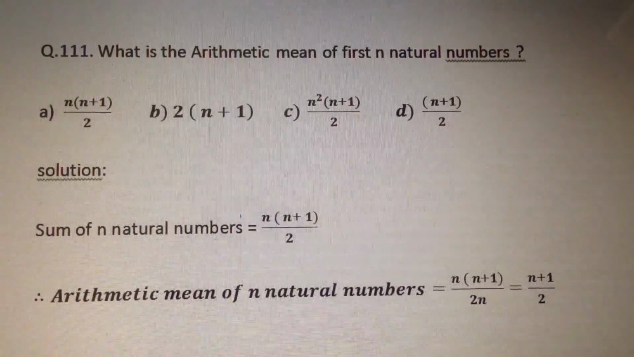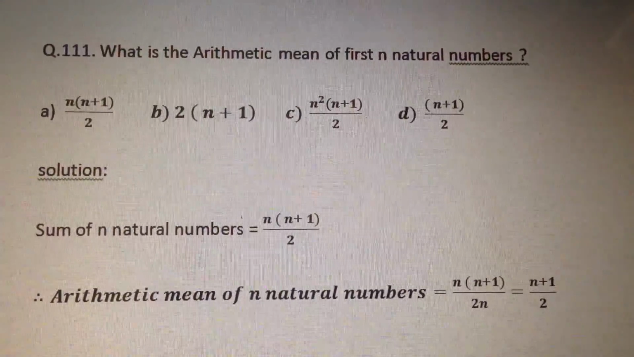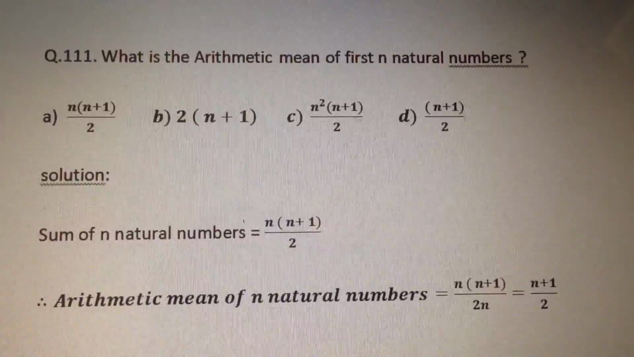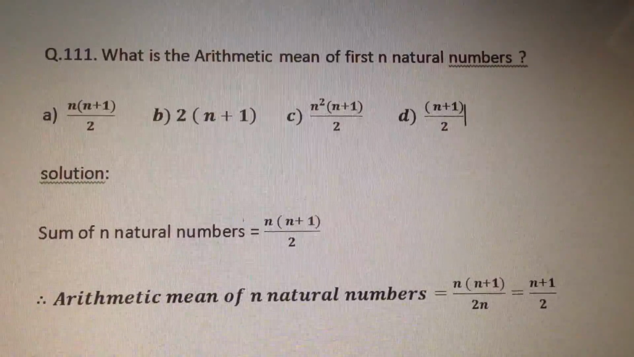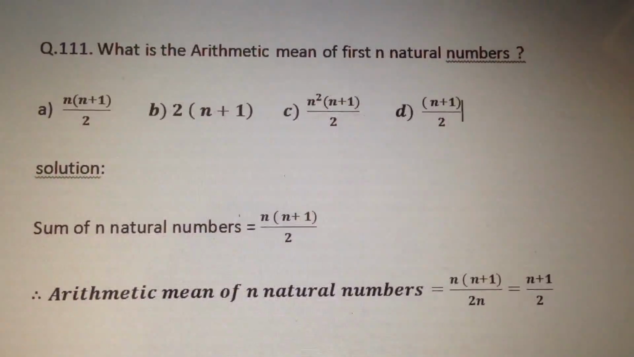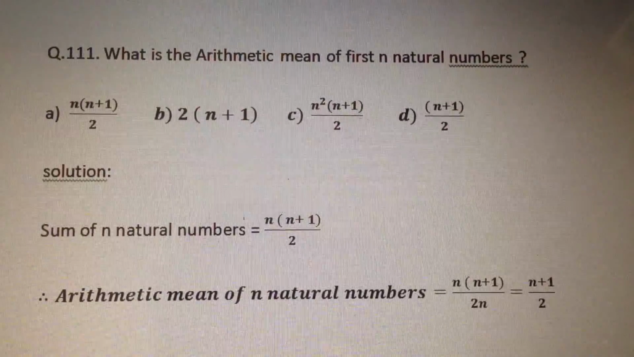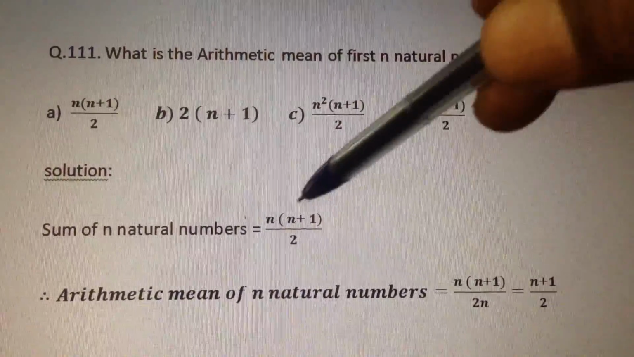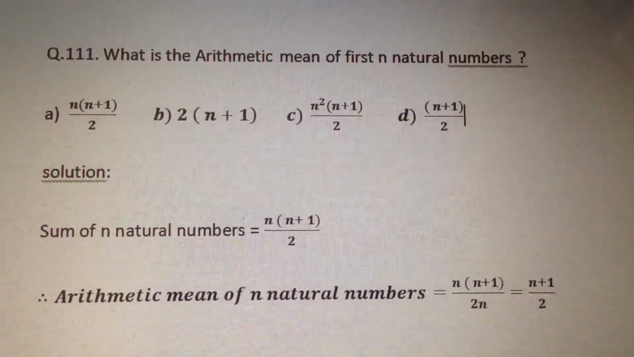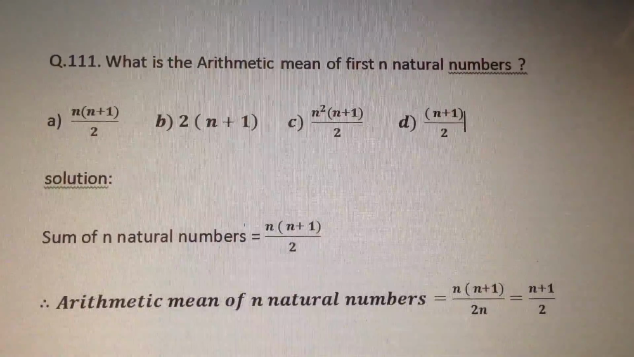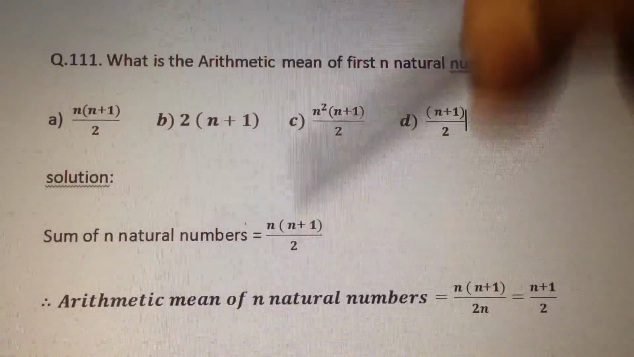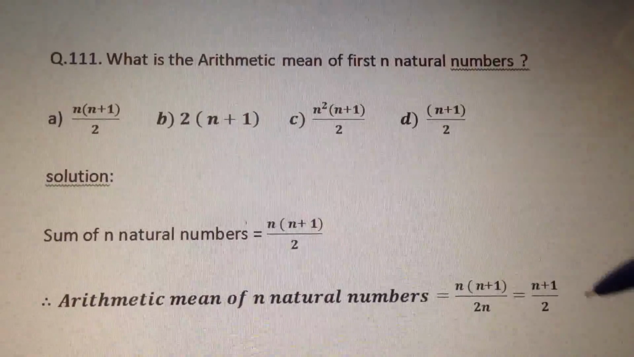Next question. What is the arithmetic mean of the first n natural numbers? This is a very simple question, and straight away we have to apply the formula. We know the formula to find the sum of n natural numbers, which is n into (n plus 1) by 2, and the average of it is n into (n plus 1) by 2 by n. So our answer is (n plus 1) by 2.